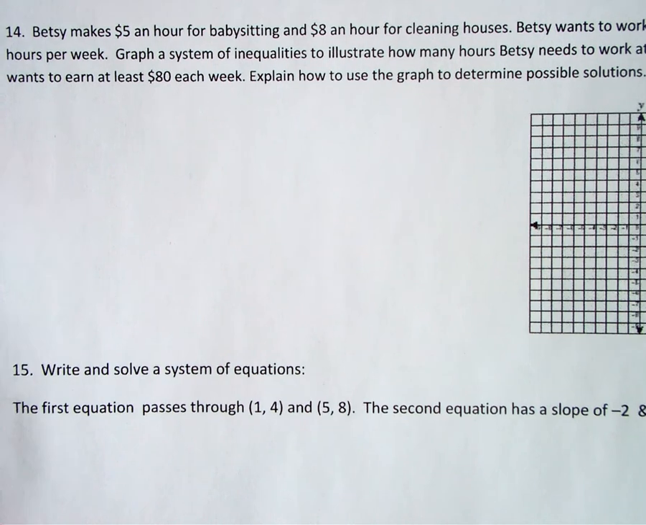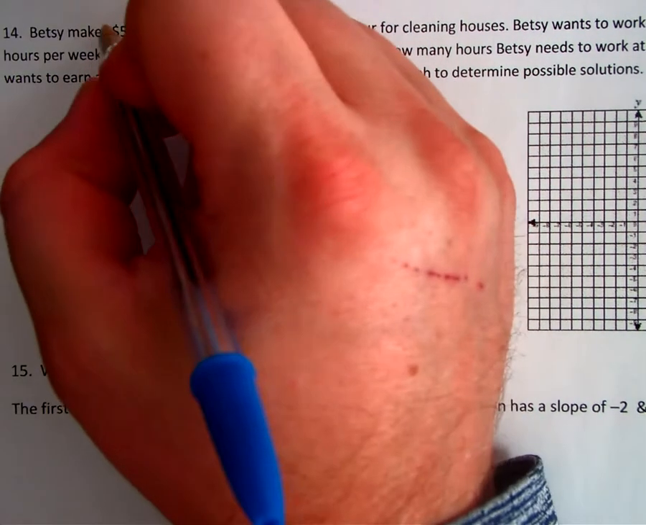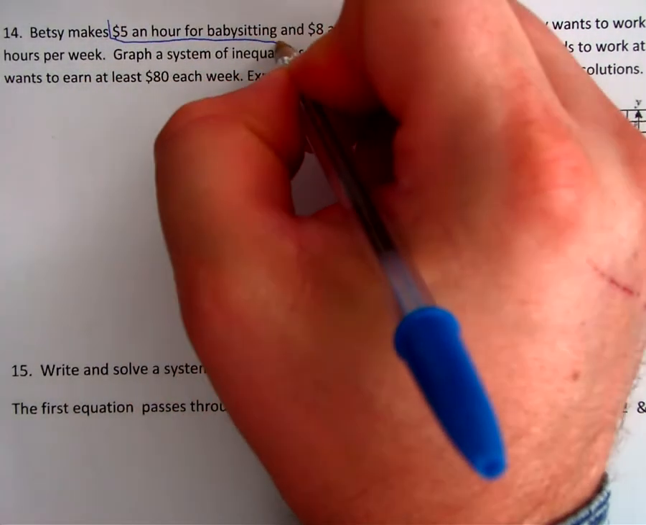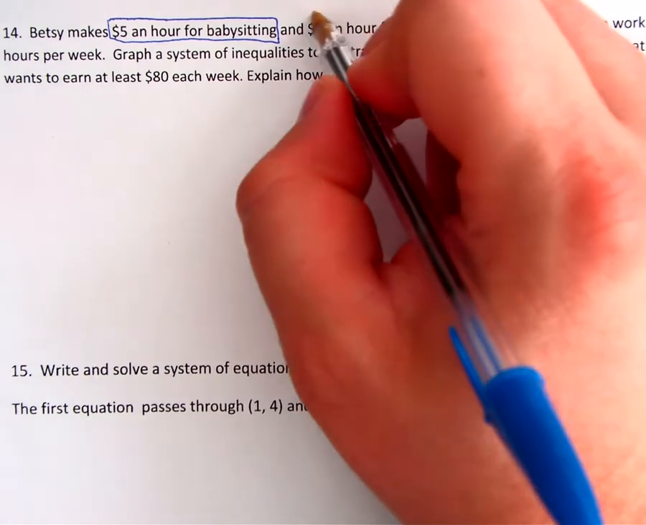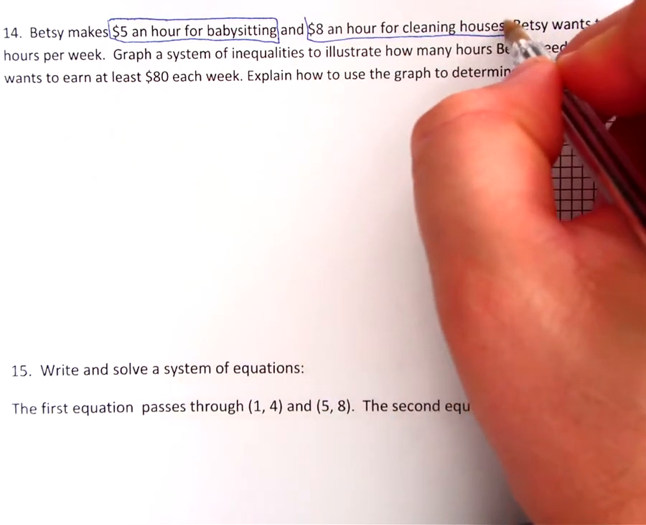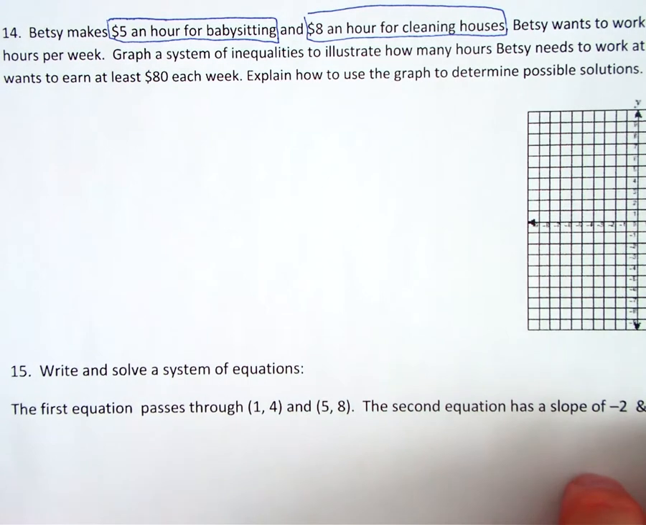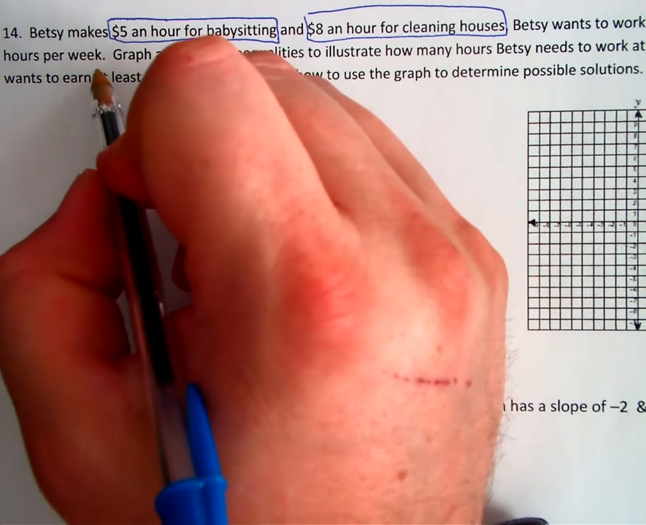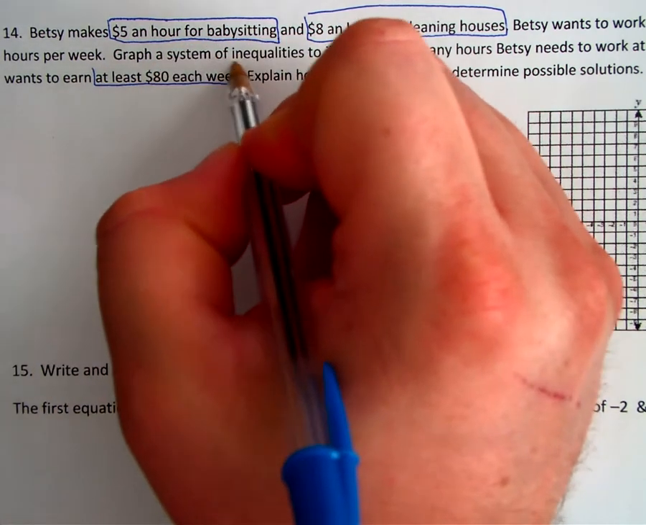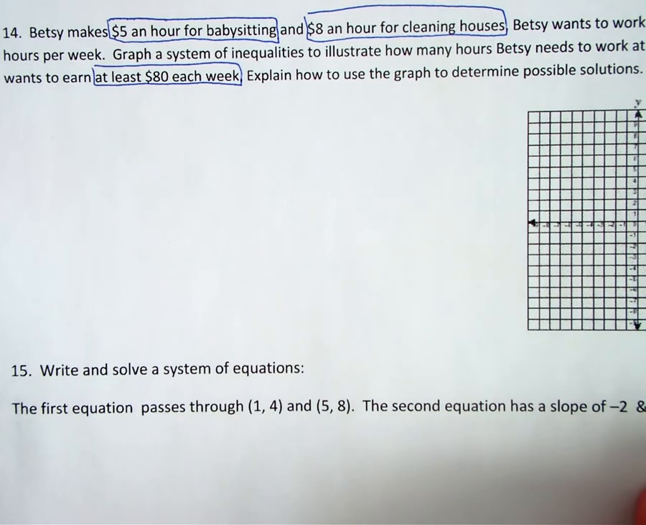All right, we got a couple of things we want to grab out of here. $5 an hour for babysitting. $8 an hour for cleaning houses. And we want to make it up to at least $80 a week.